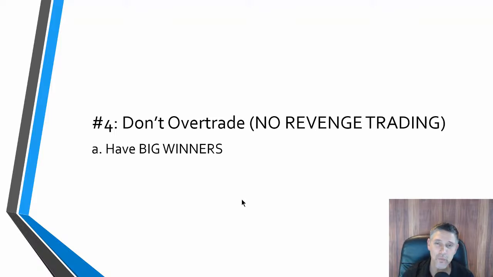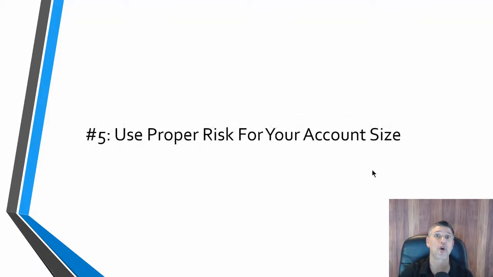You have no room for error. You have a small account. You have no room for error. And you need to not overtrade. You need to let those winners run to your targets, depending on what you're going to do. But you need to have big winners, okay? And if you're revenge trading, you're not going to have those big winners. This is a very, very important concept, okay? Don't overtrade.